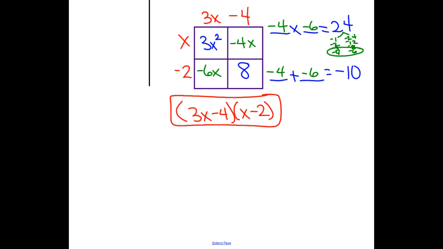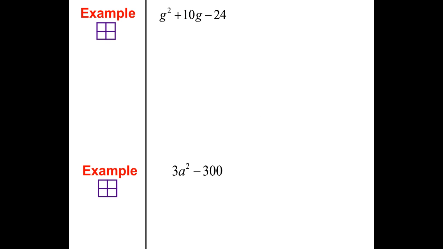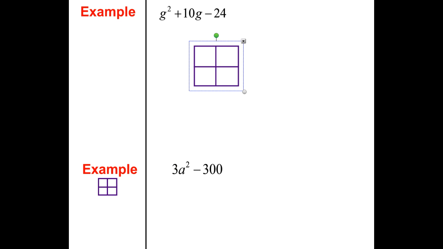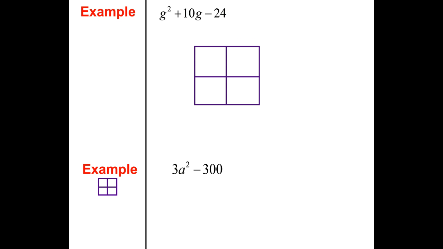I'm going to do some more examples that hopefully help you solidify this. I know it's a little bit difficult the first time you see it. So let's try some other ones here. Again, I'm going to pull the box over here and fill in the pieces we know. We know that the top left is g squared. We know that the bottom right is negative 24.